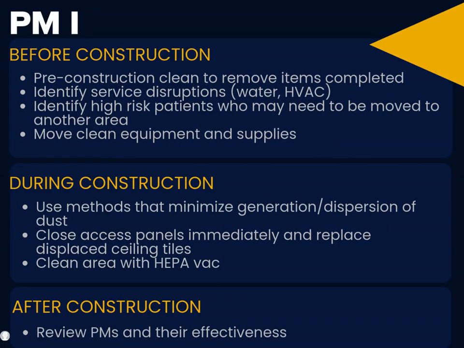For preventative measures 1, here are the requirements for each stage of construction. Before construction, the area gets a pre-construction clean. Potential service disruptions like water or HVAC issues are identified, and any high-risk patients who might be affected are identified and moved to a safe location. During construction, the contractor works to keep dust to a minimum, closes access panels right away, replaces any tiles that get moved, and cleans the space using a HEPA vacuum. After construction, there is a review to make sure all preventative measures were followed and were effective.